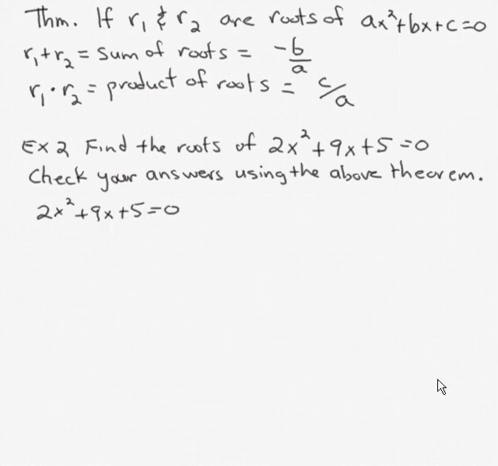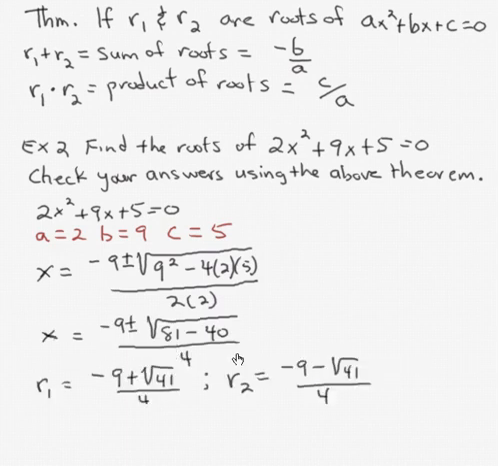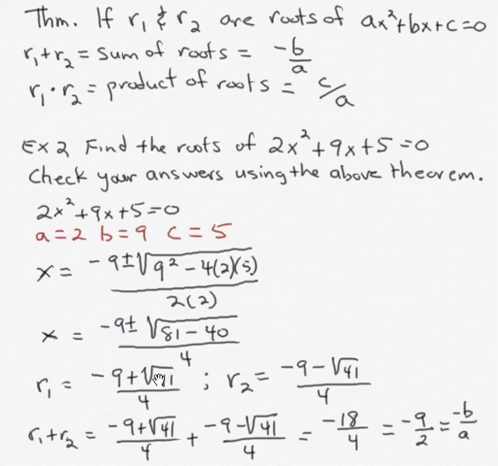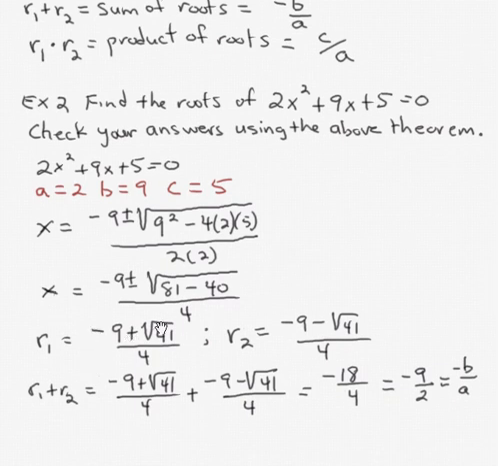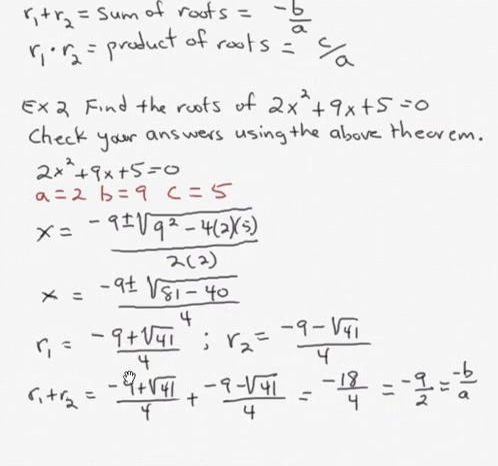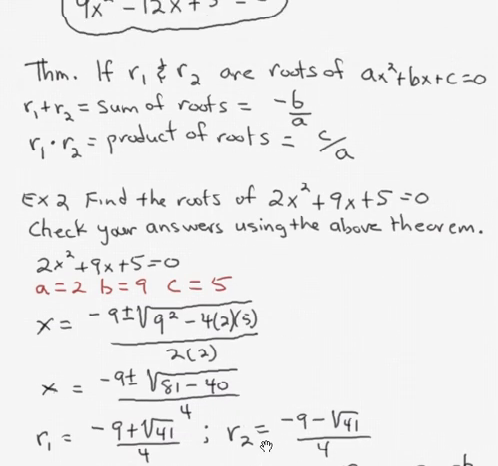Start with a quadratic equation, put it in the quadratic formula. a is 2, b is 9, c is 5. Substitute those numbers in the quadratic formula, and we've been doing this a long time, so we'll simplify. 81 minus 40 is 41 for my discriminant. And we've got two roots. Negative 9 plus the square root of 41 over 4. And negative 9 minus the square root of 41 over 4.